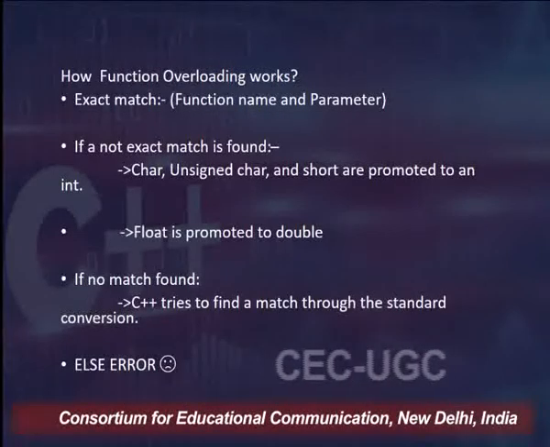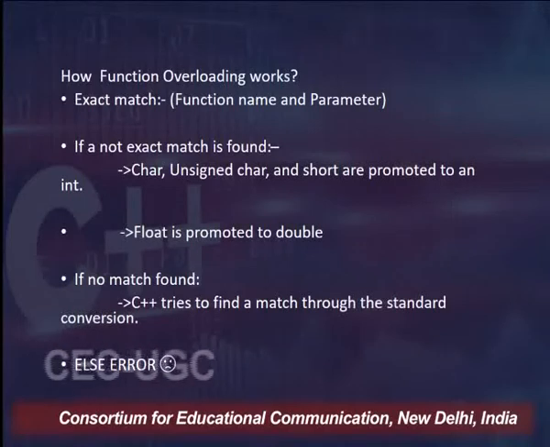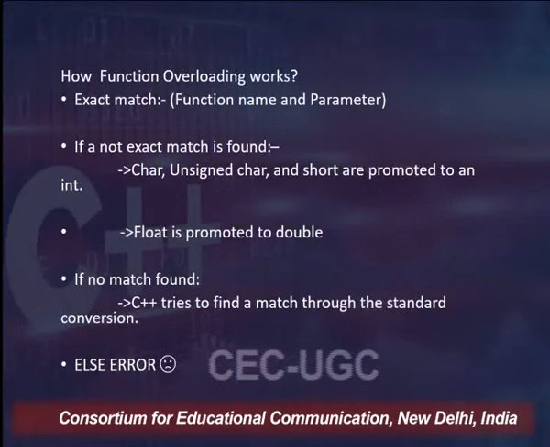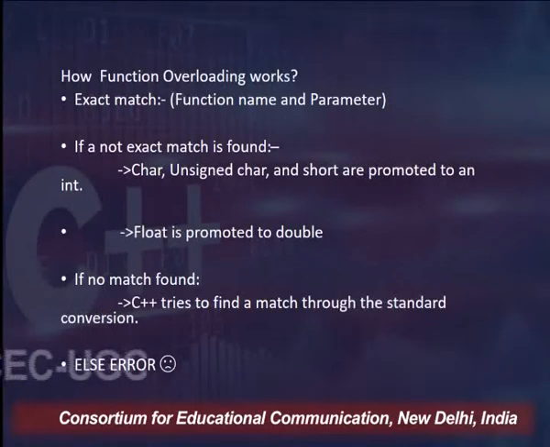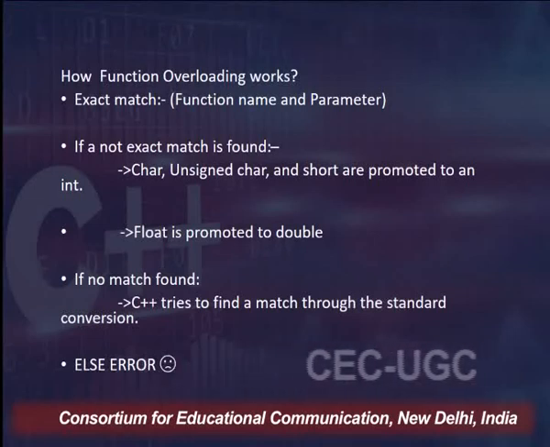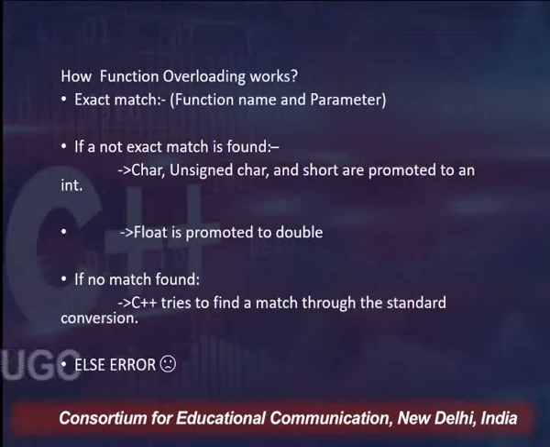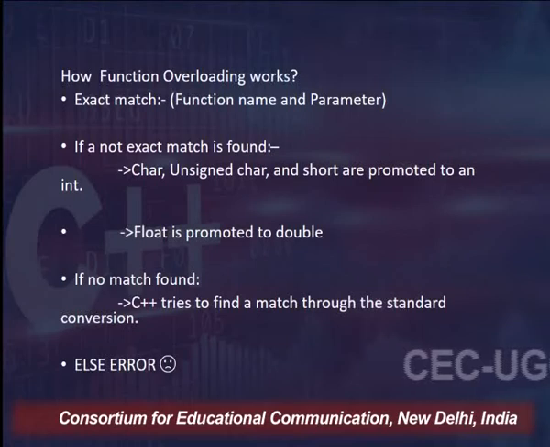Now there can be a situation when there is no exact match. A call says something while the definition says something else, and the compiler is not able to find any exact match. What will happen in that case? Let's see. If no exact match is found, then it will try automatic promotions. What kind of automatic promotions will your compiler try?